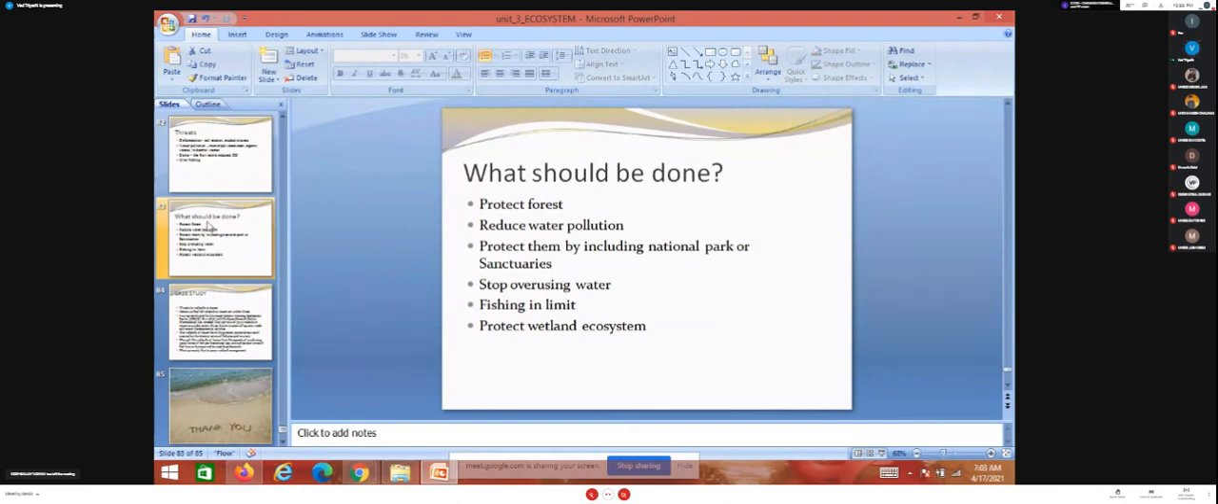So what should be done to save the ecosystems, all types of ecosystems? We should reduce deforestation. We should protect the forests, reduce water pollution, protect the ecosystems by including them in national parks and sanctuaries, stop overusing water, limit the amount of fishing, and protect the wetland ecosystems. These are some of the steps that can be taken to protect the ecosystems that we have available.